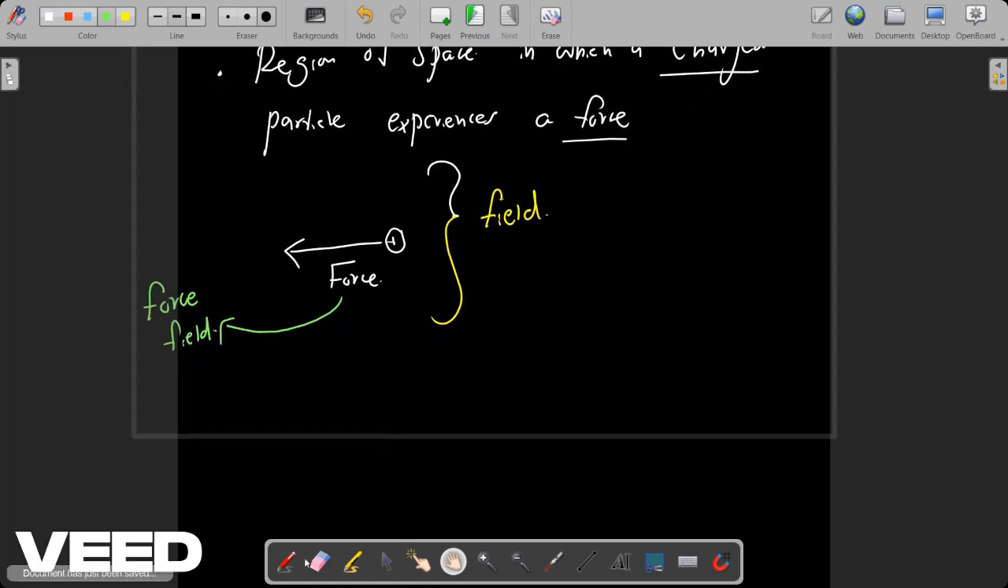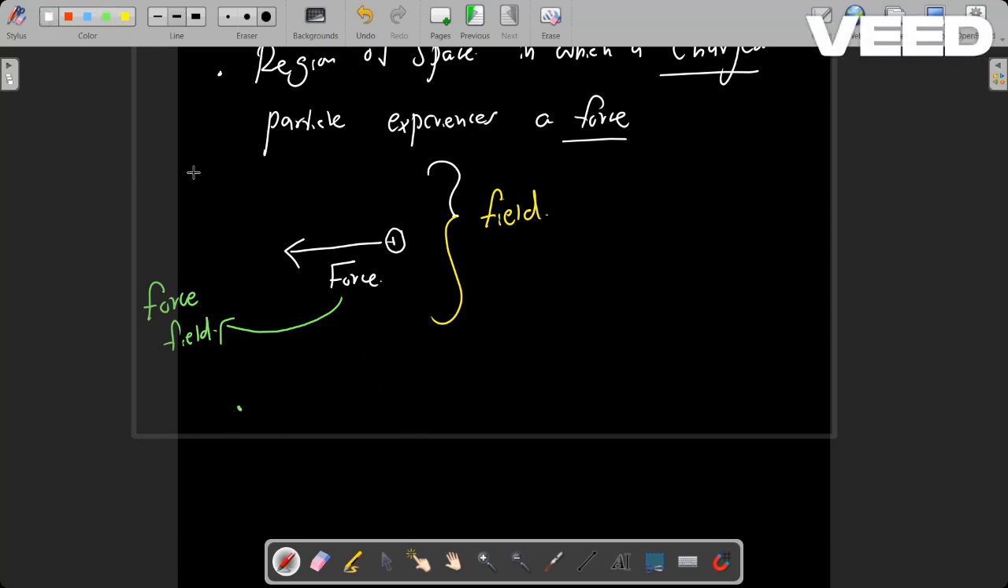Now, if a particle is having a charge, it could be just like a normal particle, a normal object. It could be moving, or it could be stationary.